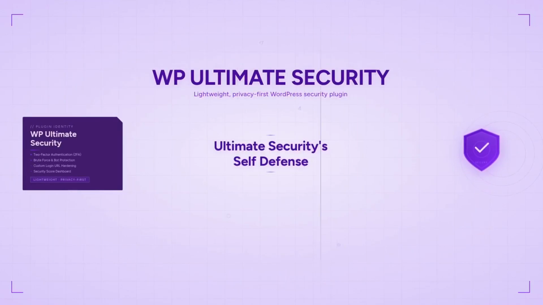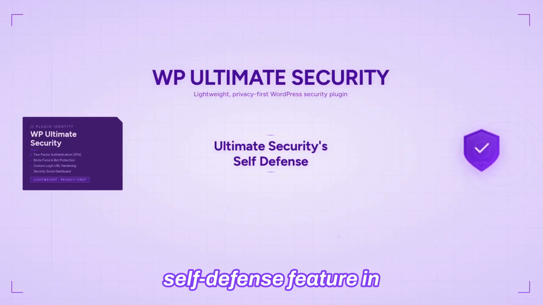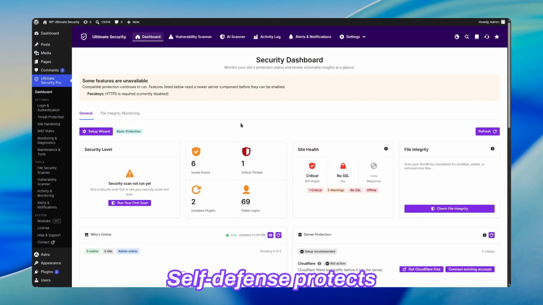In this video, we will show you how to set up the self-defense feature in Ultimate Security. Self-defense protects Ultimate Security itself from being turned off without your permission. This matters because attackers sometimes try to disable your security plugin before they attack your site. The features shown in this video require both Ultimate Security and Ultimate Security Pro to be active on your WordPress site. Let's start on the Ultimate Security dashboard.